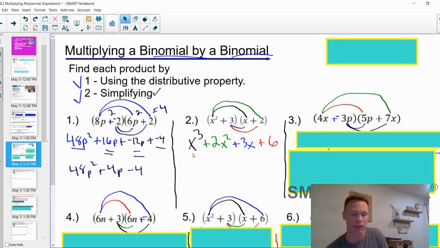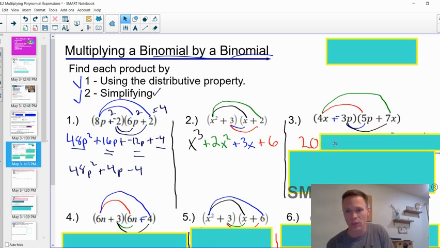Okay, so again, I'm going to check and see if anything simplifies. Nothing does, so that is my final answer. This one is again binomial times binomial. I should end up with 4 terms, so I take 4x times 5p. 4 times 5 is 20. x times p cannot be combined, so it's just xp. 4x times 7x gives me 28 for the number, and x times x is x squared. Now that's done with this first term.